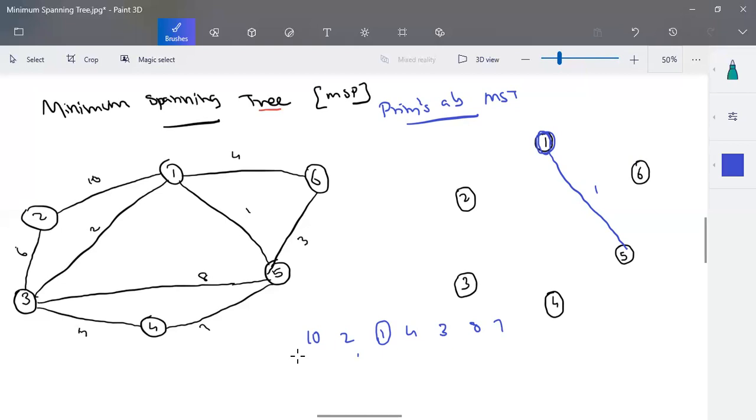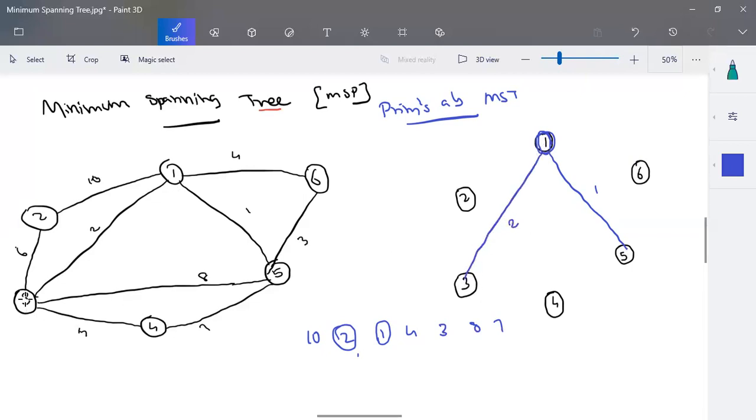Based on that source node, we are going to find the minimum spanning tree. So 1 is the source node and 1 is connected with 5 with the minimum, right? Now we are going to find all the edges connected with 1 or 5 with the minimum cost. The next minimum cost edge is 2, and this edge connects 1 and 3. So we'll be connecting 1 and 3 with the cost 2.